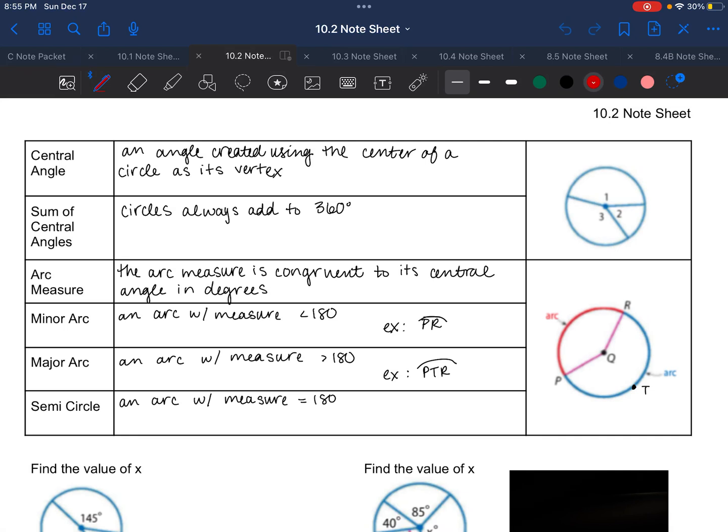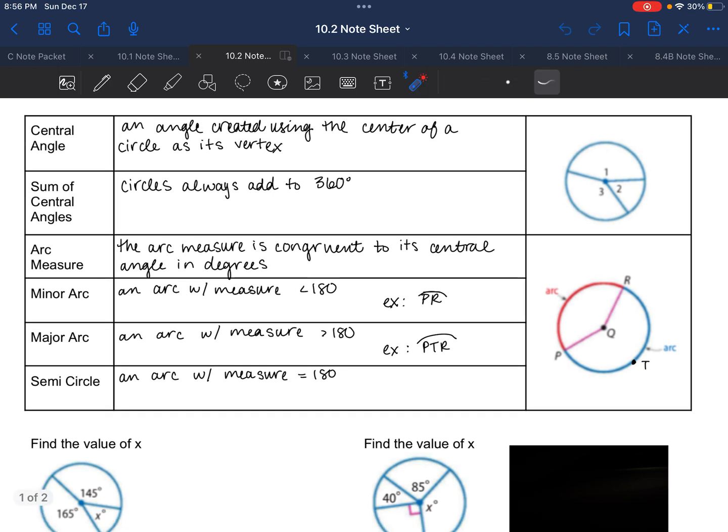We're going to do the notes for 10.2, talking about arc measures. All right, so some definitions to start with. We've got a central arc. A central angle is an angle created using the center of a circle as its vertex. So we have 3 central angles here: angle 1, angle 2, angle 3. The angle is created using the center as the vertex of the angle.